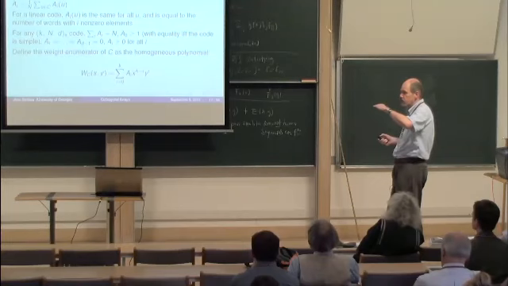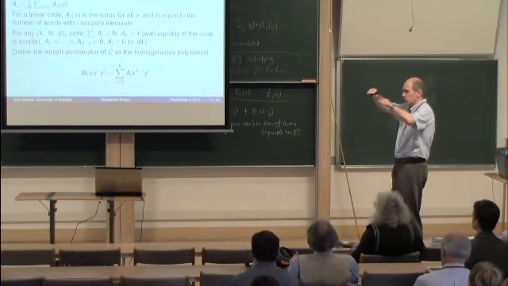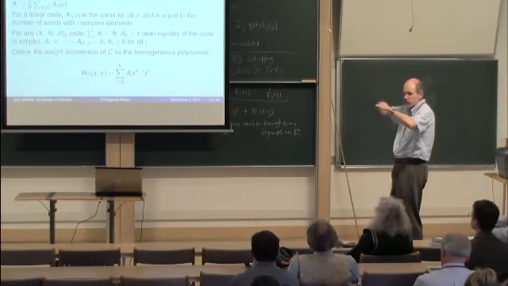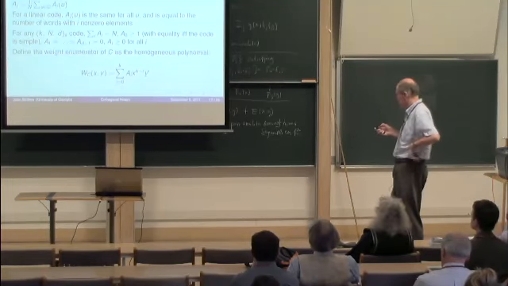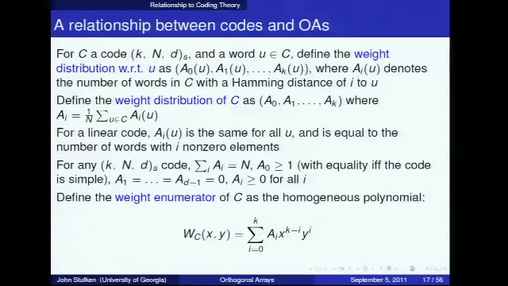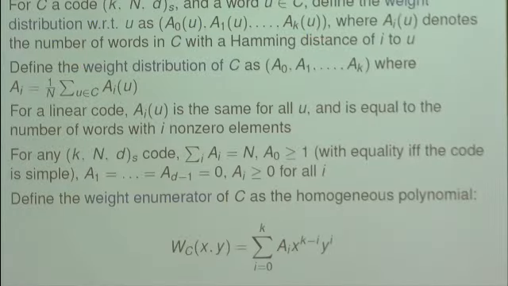So you pick that one word, and you go through your code and determine, okay, what's the distance of this word to the one that I picked? What's the distance of this word to the one that I picked? And so some of them will have a distance of 1, some of them will have a distance of 2, and so on. And you just compute how many are there with distance 0, with distance 1, with distance k. That vector is the weight distribution with respect to u.